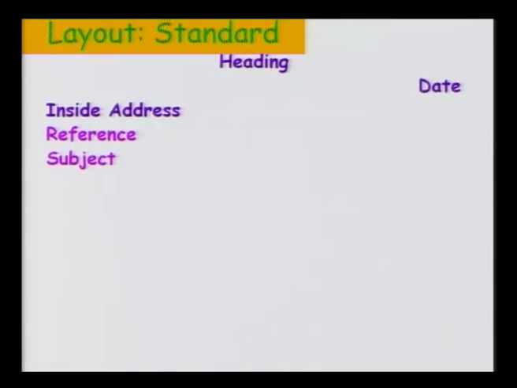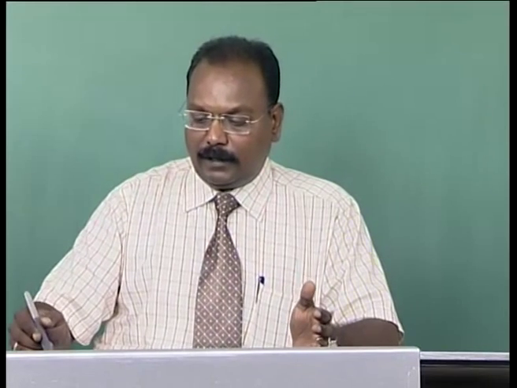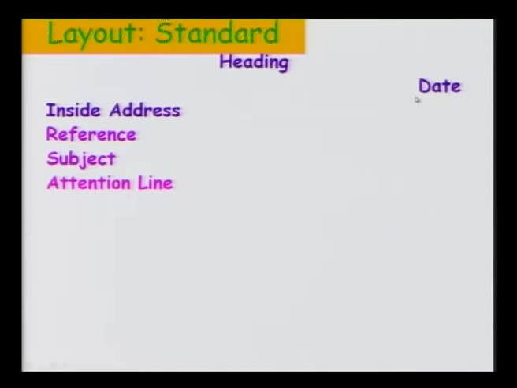Now, there are minor modifications between these two. Some people would like to keep the subject on the top and keep reference at a later stage, followed by attention line. Again, as I said, it is an optional one, it can be removed also, but look at the way it is being arranged. The heading is centered, it is in the middle, and the date is on the right side, and then the inside address, reference, subject and attention line are all coming towards the left, and then salutation is again on the left.